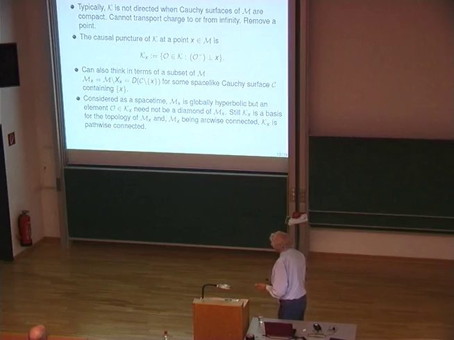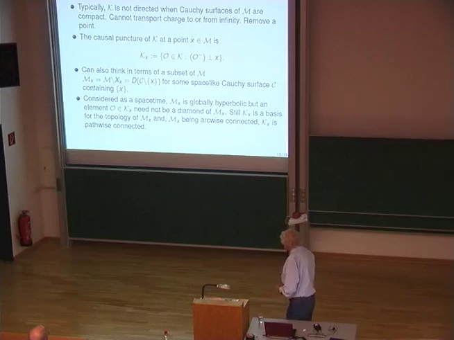And that corresponds to the same idea. It's thought of in four dimensions instead of in three dimensions. And you can also think in terms of a subset of the space-time manifold. You define M of X to be M with a set X of X removed. X of X is simply the set of points that can be joined to X by a causal curve. And it can also be thought of in terms of the domain of dependence of a Cauchy surface with the point removed. And considered as a space-time, M of X is globally hyperbolic, but there is one small snag, namely that an element O of K of X need not be a diamond of M of X. Still, K of X is a basis for the topology of M of X, and M of X being arcwise connected, K of X is pathwise connected.